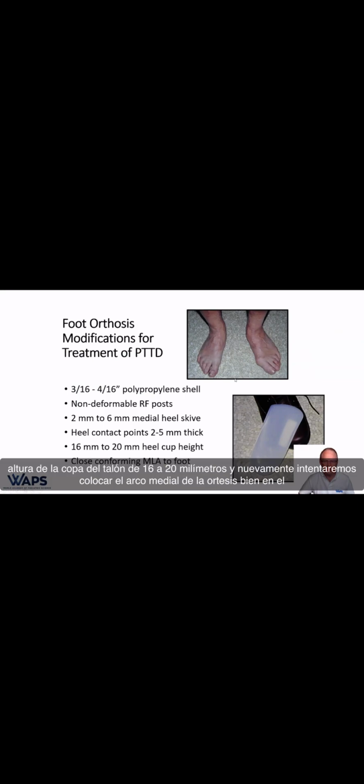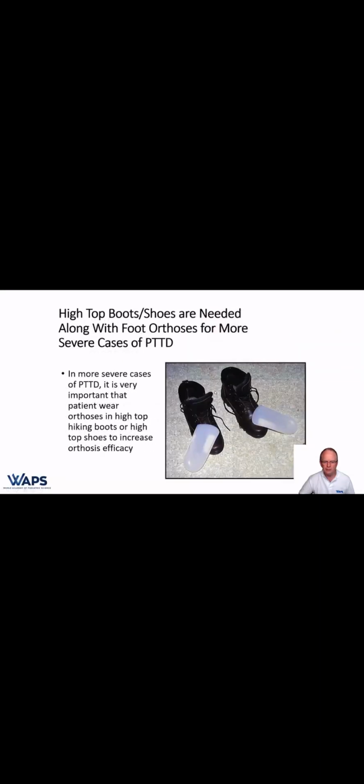And we'll again try to get the medial arch of the orthosis well into the arch of the foot to have both the medial arch and the medial heel skive increase pronation control on the foot. And we'll also sometimes balance the cast anywhere from 2 to 4 degrees inverted to try to get as much medial arch height as we can without hurting the patient's foot.